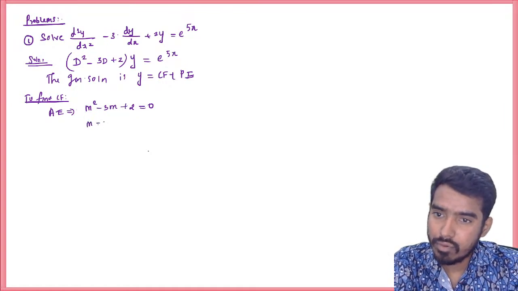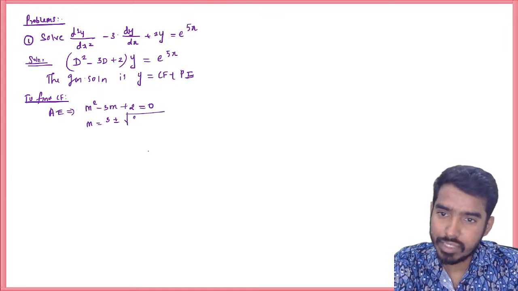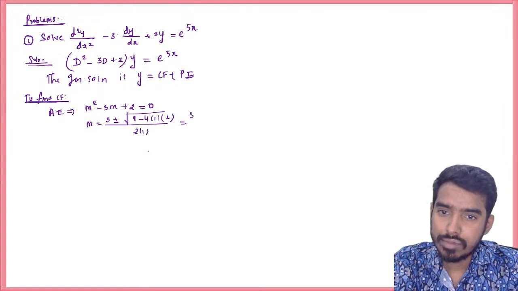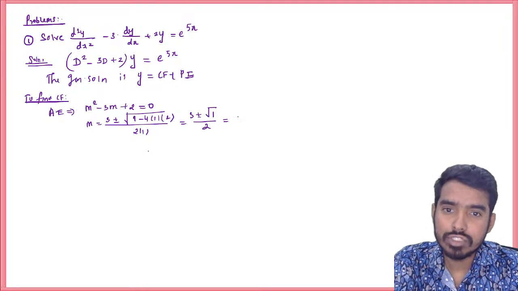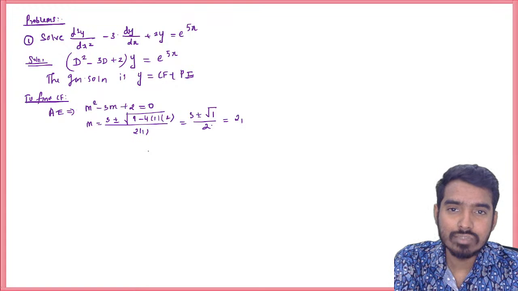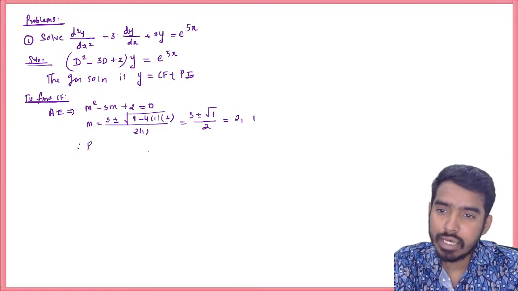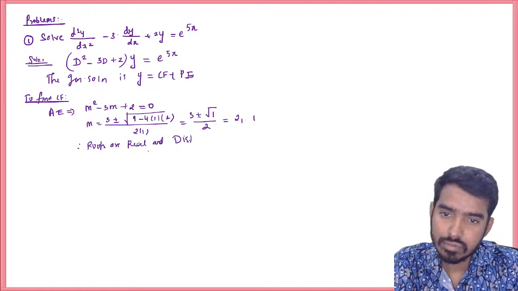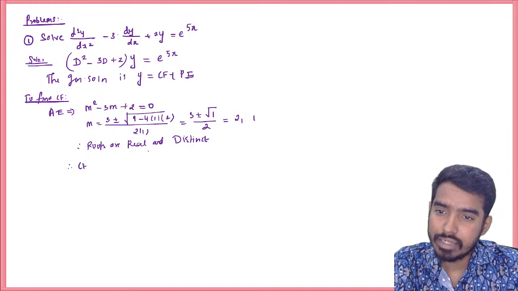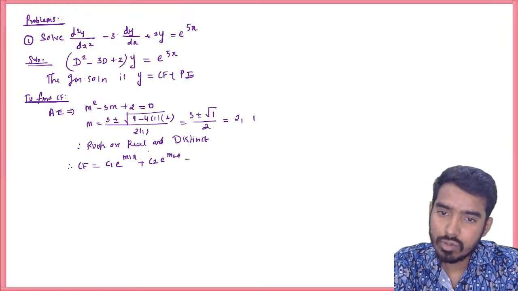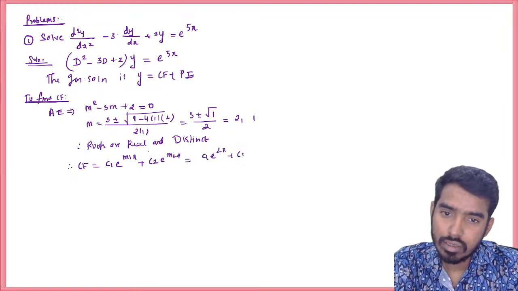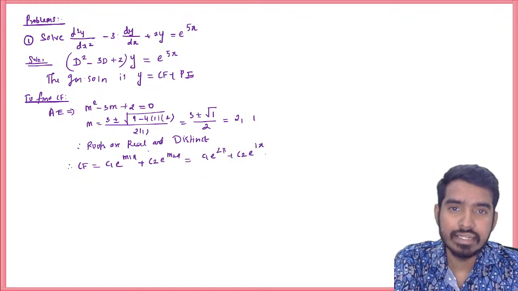So you will have m equal to minus b plus or minus square root of b square minus 4ac, divided by 2a. So you will have 3 plus or minus square root of 1, by 2. So 3 plus 1 by 2 is 4 by 2, which is 2. 3 minus 1 by 2 is 2 by 2, which is 1. That means the roots are real and distinct. So therefore, what is your complementary function? C1 e power m1x plus C2 e power m2x, which will be C1 e power 2x plus C2 e power 1 into x. This is your complementary function.